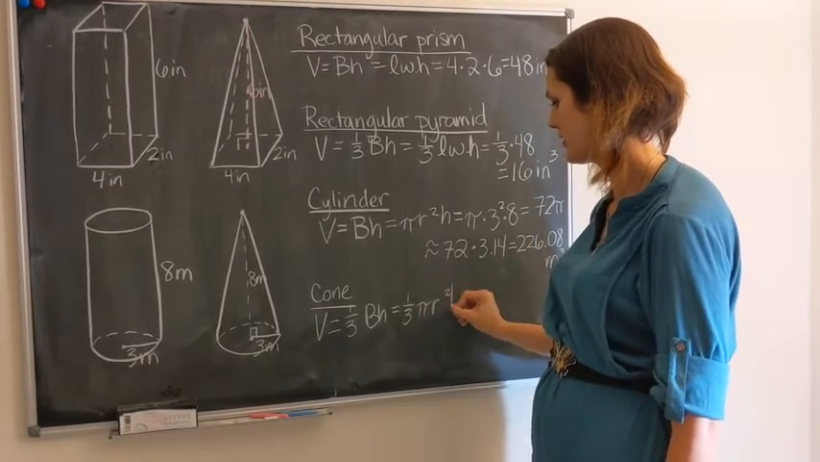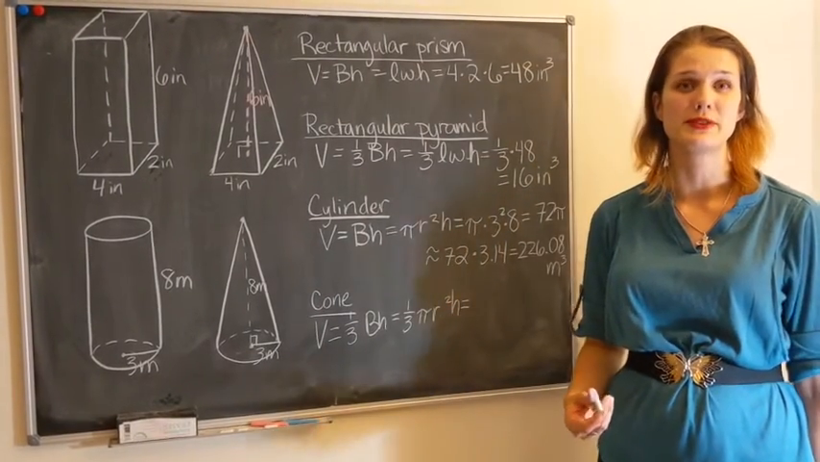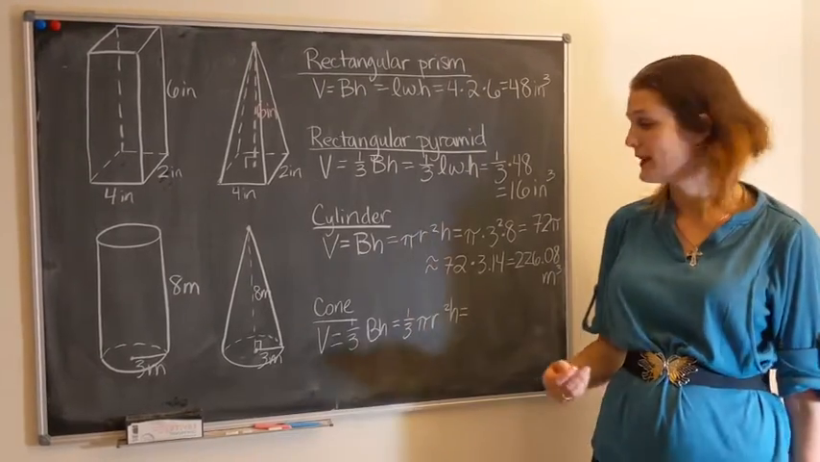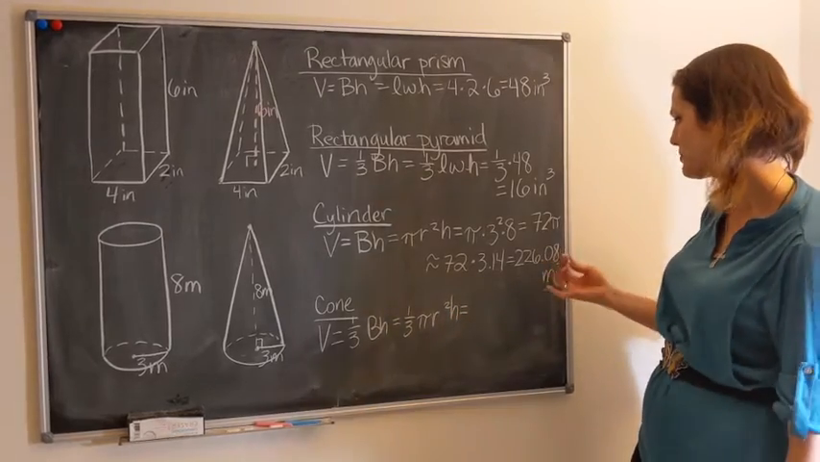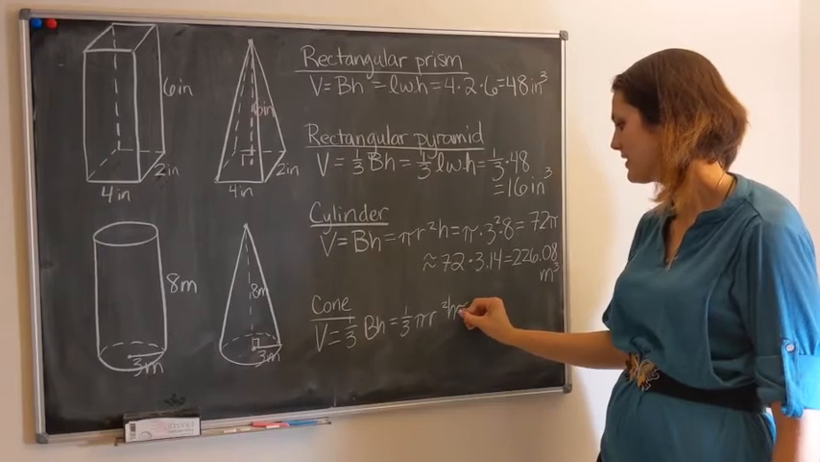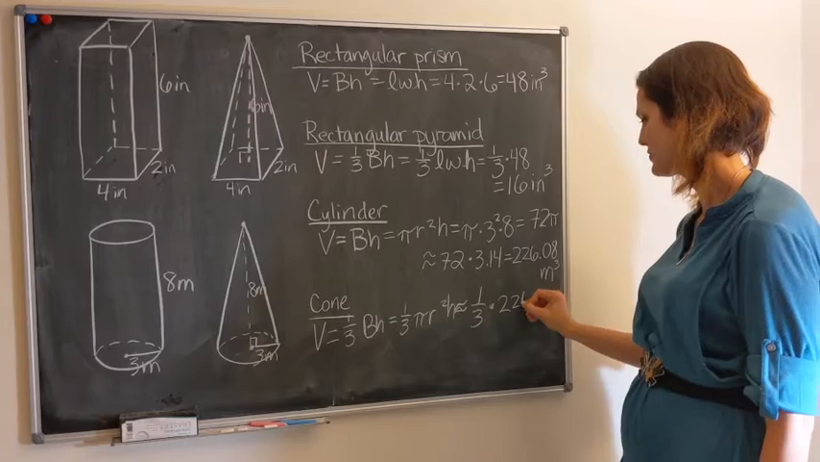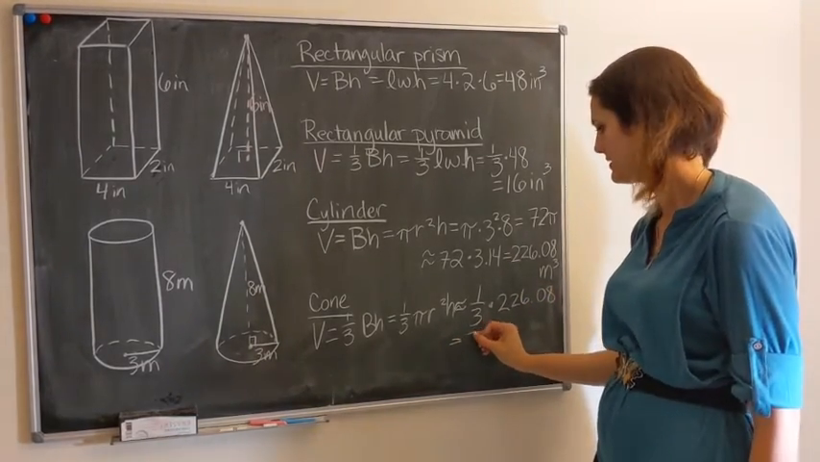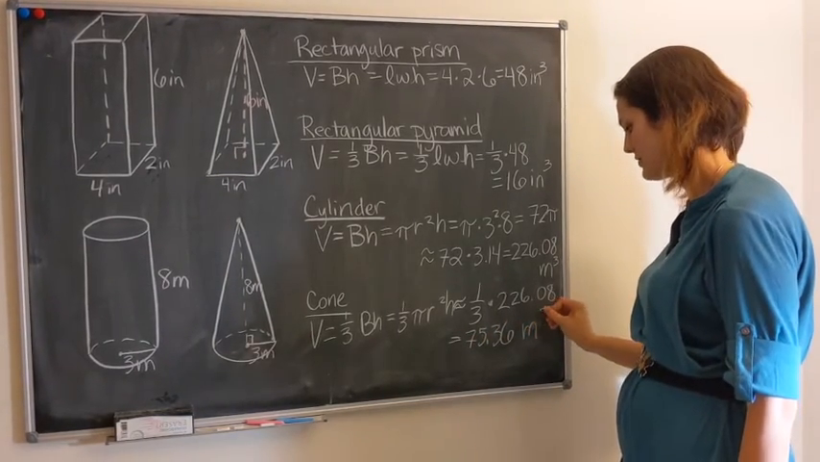pi r squared h. So using that, go ahead and find the volume of this particular cone now. Again, we can take a little bit of a shortcut since we already found that pi r squared h was about 226.08. We can just immediately say that this is going to be about 1/3 times 226.08 and calculate that that is 75.36, and again, meters cubed.